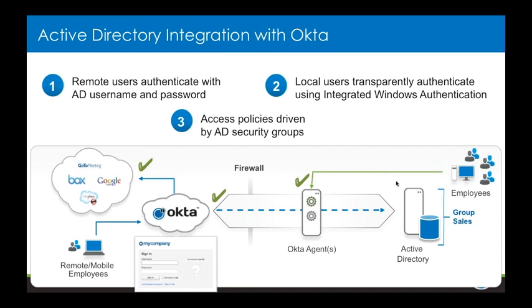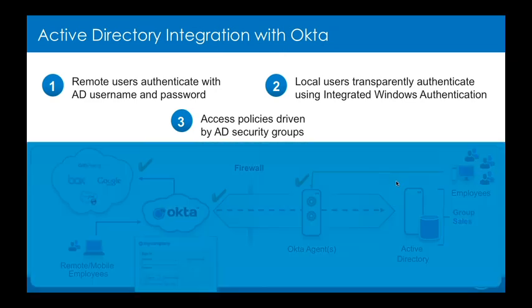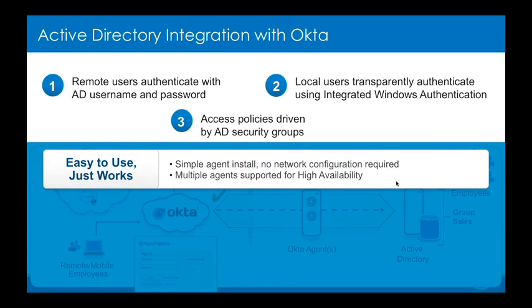So as people join AD, we can provision them. As people leave, we can deprovision them, but certainly as they move around different groups, we can automate the provisioning and deprovisioning of different applications that they should have access to based on their group memberships. So it's really easy to get going. It's just a simple agent.